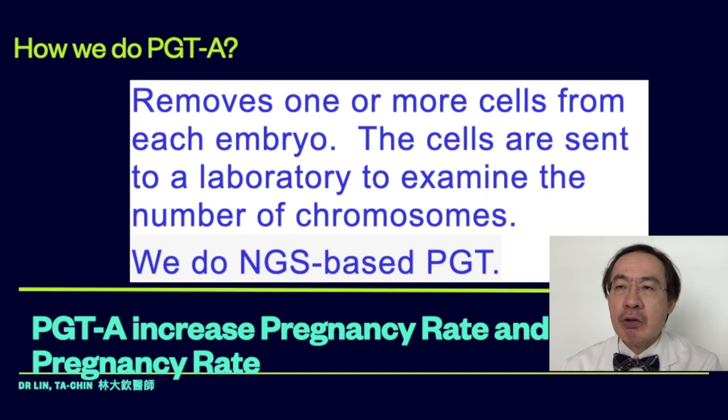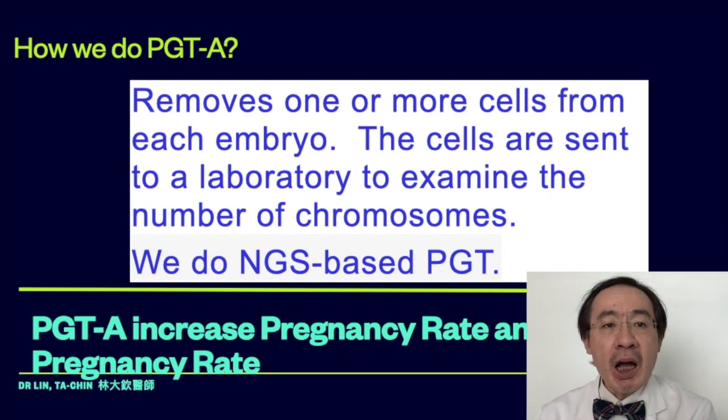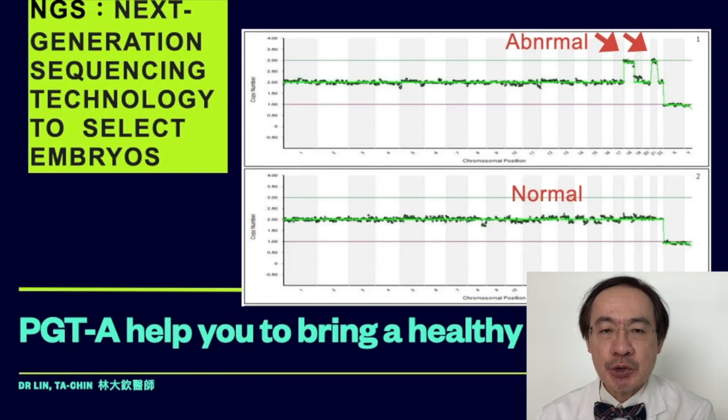How do we perform PGT-A? There are several technologies to check aneuploidy of these embryos, for example, real-time PCR, FISH, CGH, and the most advanced, NGS. In our hospital, we do NGS-based PGT. NGS is an abbreviation of next generation sequencing technology.